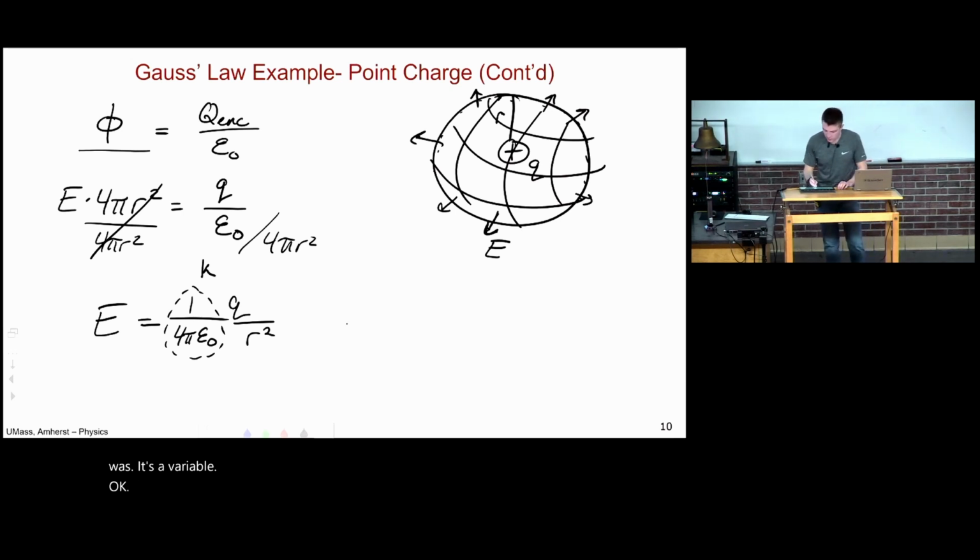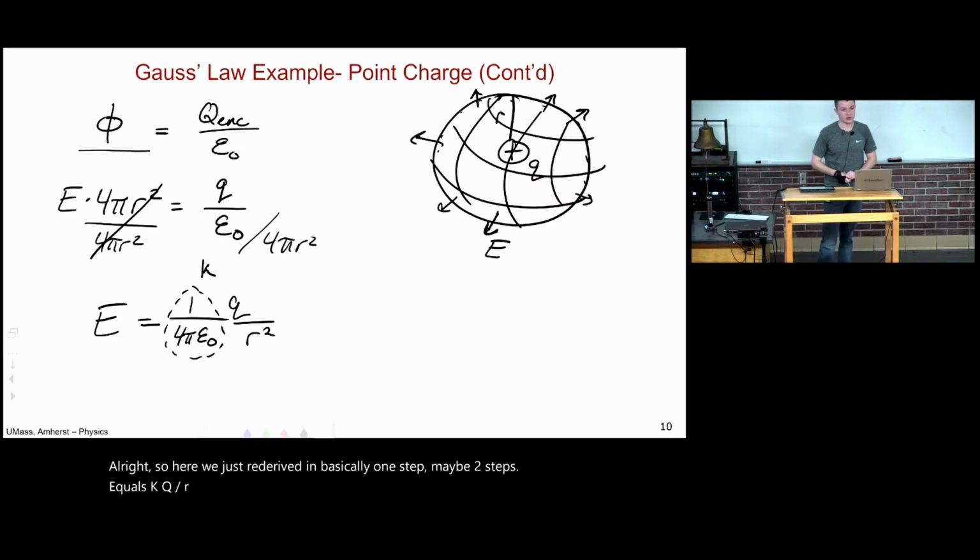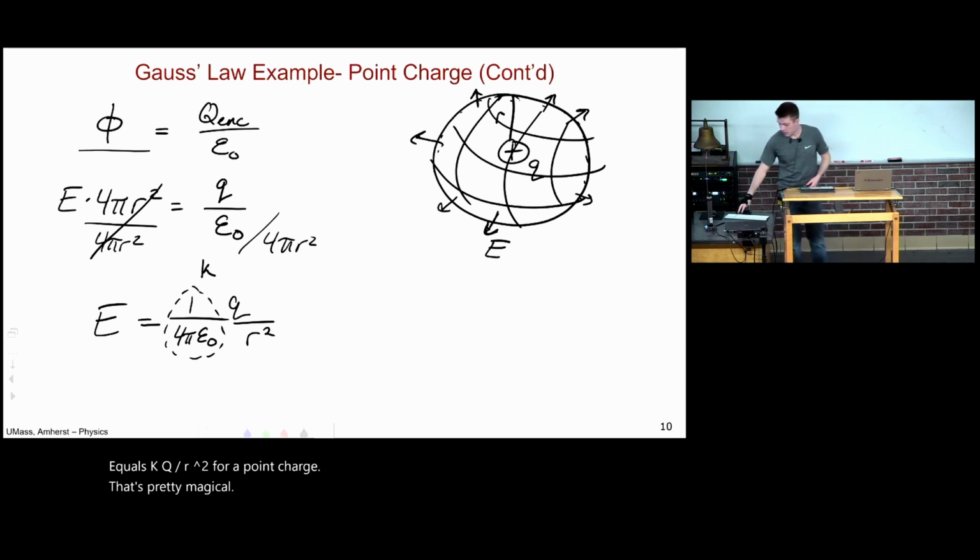All right, so here, we just re-derived in basically one step, maybe two steps, E equals kq over r squared for a point charge. That's pretty magical. Okay, let's do it for a couple other examples here.